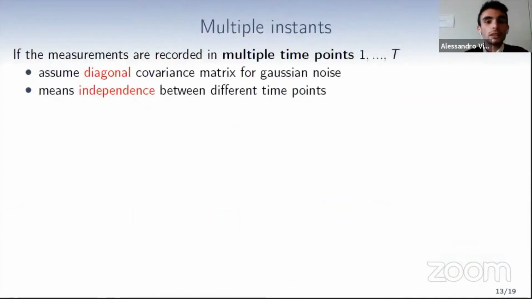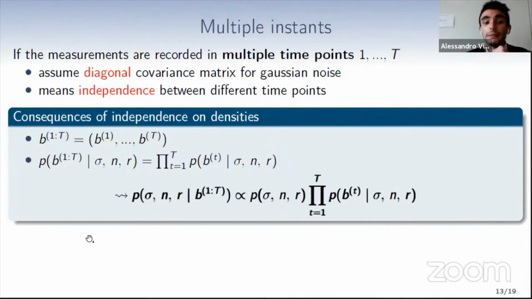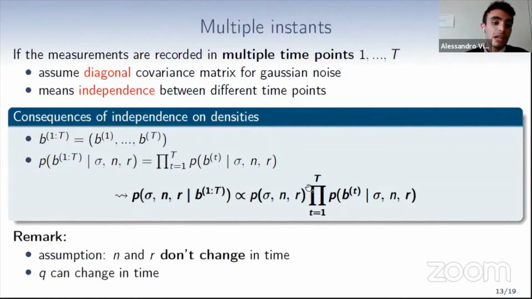Here we see something about multiple instances, where we assume that recordings made in different time intervals are independent of each other. This means that the likelihood is nothing but the product of the likelihoods at each time. With this assumption, as we said before, that sometimes we record in multiple time intervals, the posterior distribution is the product of the prior times the product of each likelihood at each time.